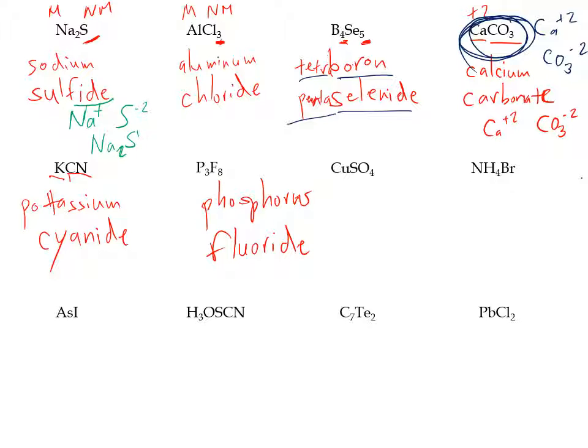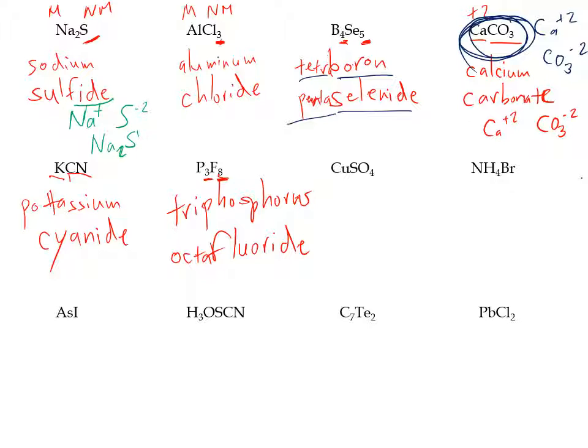And now we just have to account for how many of each one there are. 3 phosphoruses, so triphosphorus, and 8 fluorines. The prefix for 8, like an octagon or octopus, is octa, octafluoride. Triphosphorus octafluoride. No crisscrossing, it just says there are 3 phosphorus and 8 fluorines, triphosphorus octafluoride.